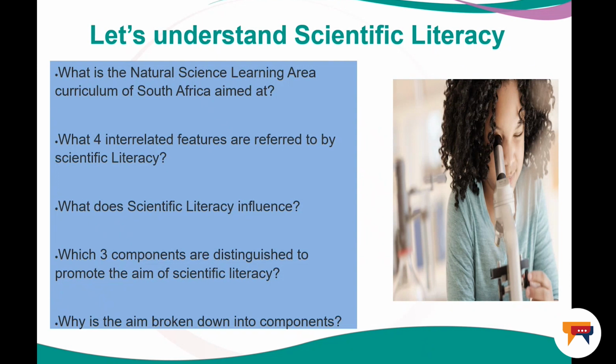And why is this aim broken down into components? Why do you think it's broken down into components? Basically, it needs to be broken down into components so it can be achievable within the curriculum and program, as I mentioned earlier. It's not easy to just rush all the information to foundation phase learners. You need to do it in stages so that they can understand it better.